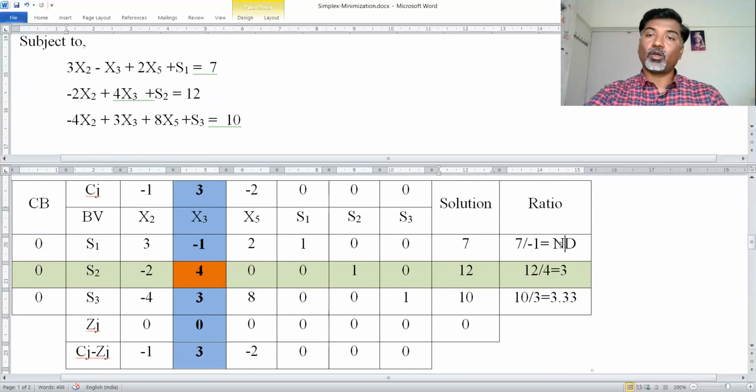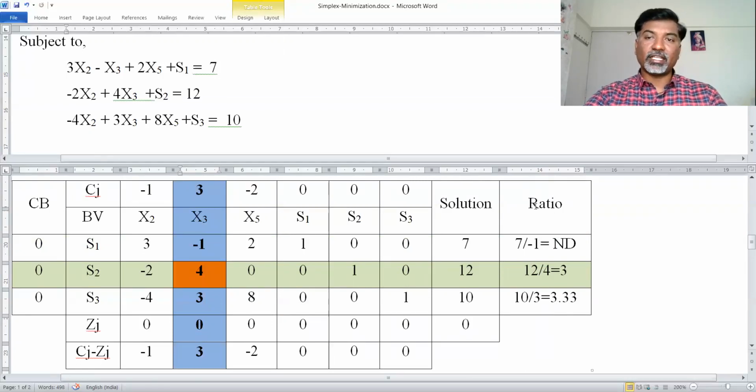So it is not divisible or not defined, we can say, not calculated, because the denominator of this expression is a minus sign. So you cannot divide a number with a minus sign. So it is not possible to calculate. So 12 divided by 4, that is 3. 10 divided by 3, 3.333.